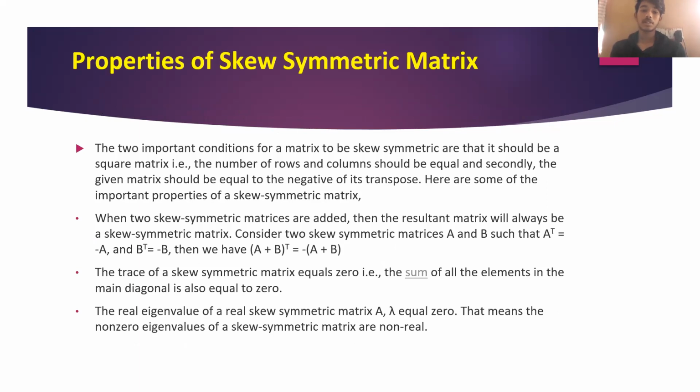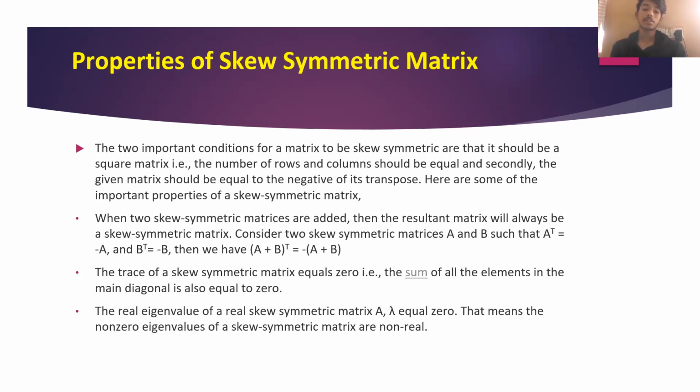Properties of skew-symmetric matrix. The two important conditions for a matrix to be skew-symmetric are that it should be a square matrix, for example, the number of rows and columns should be equal, and secondly, the given matrix should be equal to the negative of its transpose. Here are some of the important properties of a skew-symmetric matrix. When two skew-symmetric matrices are added, then the resultant matrix will always be a skew-symmetric matrix. Consider two skew-symmetric matrices A and B such that A transpose equals minus A and B transpose equals minus B. Then we have (A plus B) transpose equals minus of (A plus B).